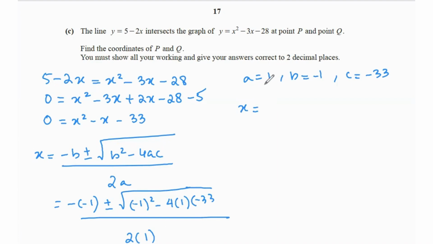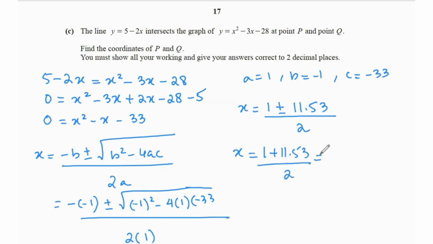And that is going to give us 1 plus or minus 11.53 over 2. One is x equals 1 plus 11.53 over 2, which equals 6.265, which is 6.27. And the other is 1 minus 11.53 over 2, which is negative 5.265, which is negative 5.27. These are the two values of x, correct to two decimal places.